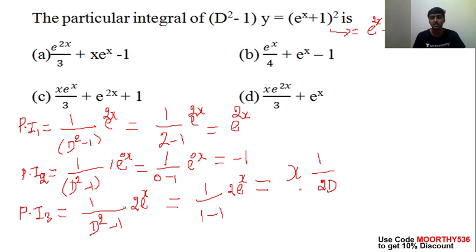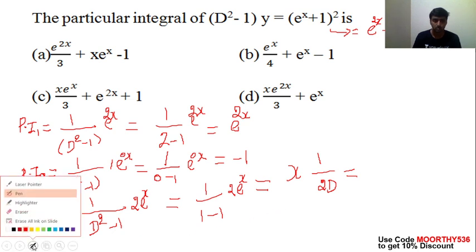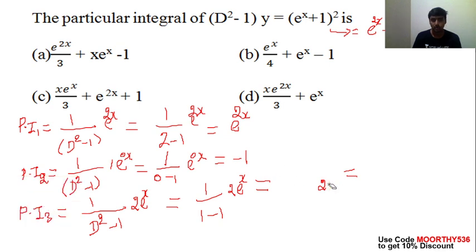When we differentiate D square, we get 2D. So it is x into 1 divided by 2D, into 2 into e power x. We differentiate one time here, and then integrate e power x.